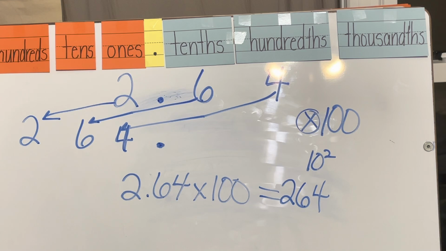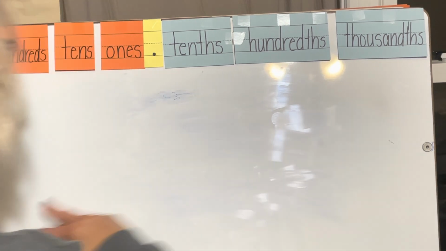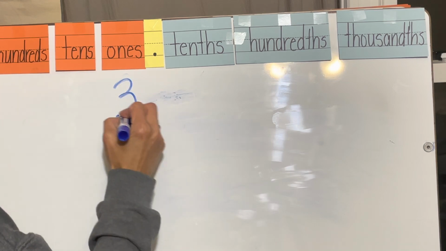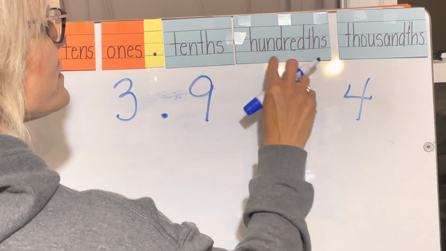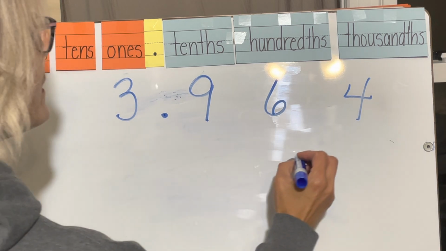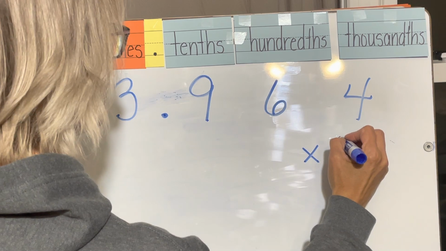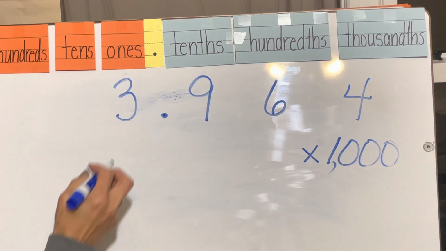All right, so let's try this with another number. And again, I'm going to have to use my hand eraser. Okay, so let's do 3 and 964 thousandths. And this time let's multiply that times 1,000. So I've got 1, 2, 3 zeros. So I'm going to move this 3 places.